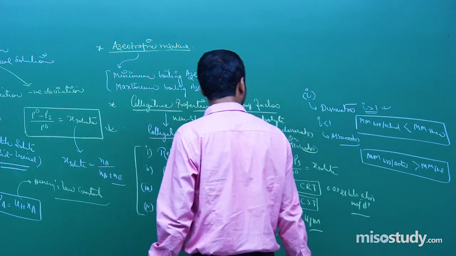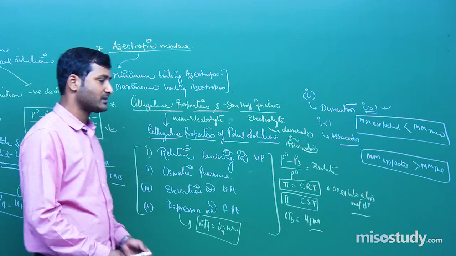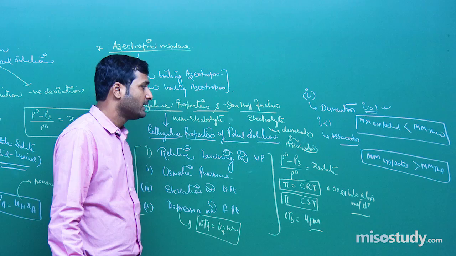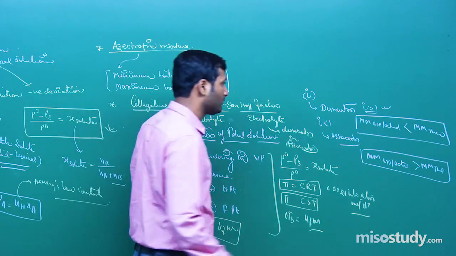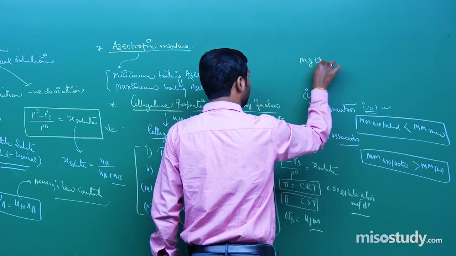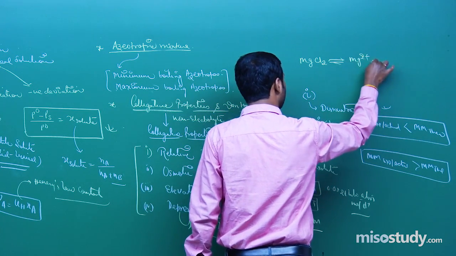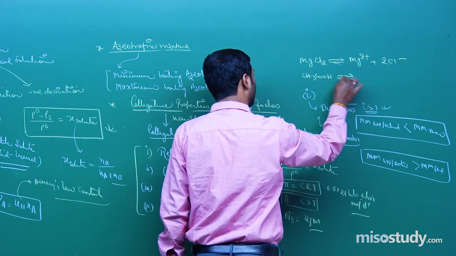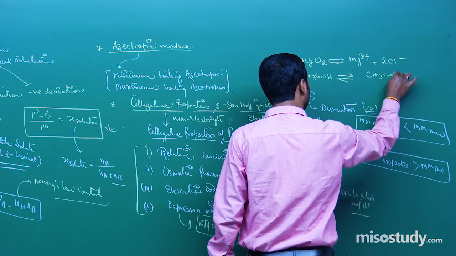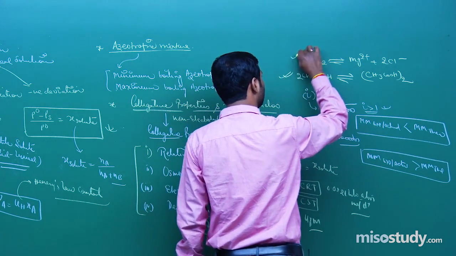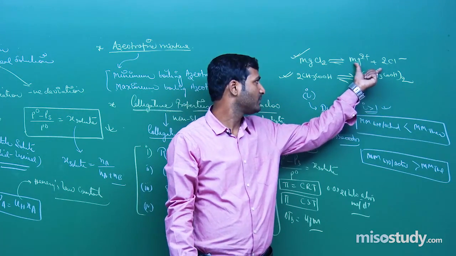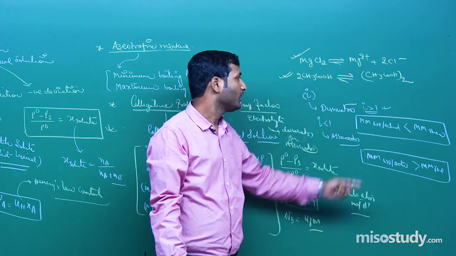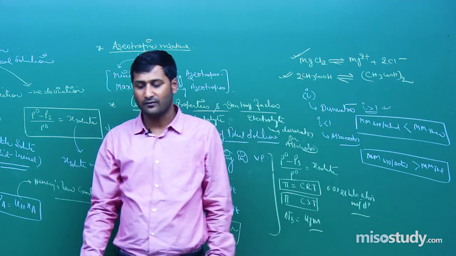Again I am repeating, in case of dissociation the experimental molecular mass is less than the theoretical molecular mass, and in case of association i is less than 1, the experimental molecular mass is greater than the theoretical molecular mass. Suppose I write MgCl2, it dissociates into Mg2+ and 2Cl-. If I write CH3COOH, it forms (CH3COOH)2. Here is association, there is dissociation. In dissociation the experimental value decreases, but in association 2 forms 1, so the value increases. This is the criteria, this is the Van't Hoff factor.